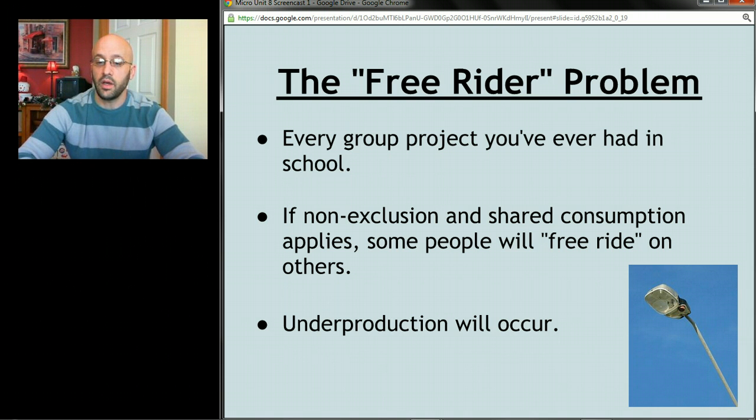If I buy a street light, non-exclusion and shared consumption means that other people can just get the benefit of my street light. And if everybody knows that, what's going to happen is that everyone's going to kind of wait around for everyone else, or somebody else, to buy the street light. And as a result of that, we'll get fewer streetlights than the market really wants.